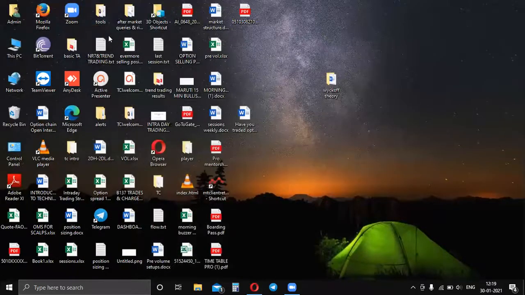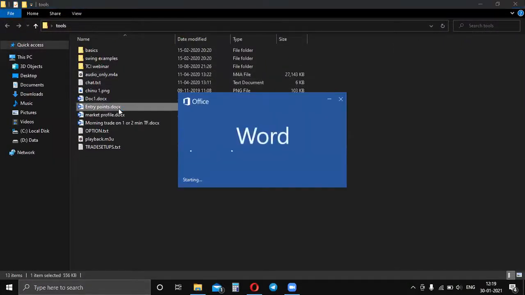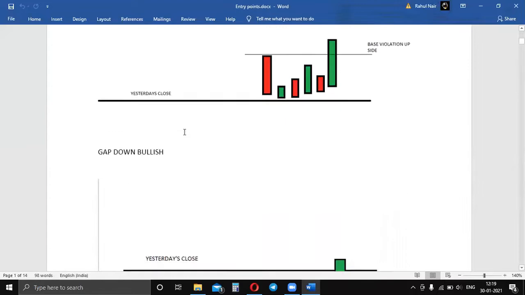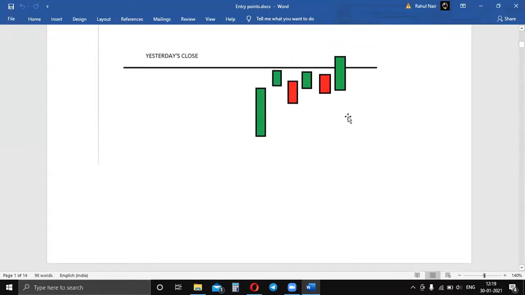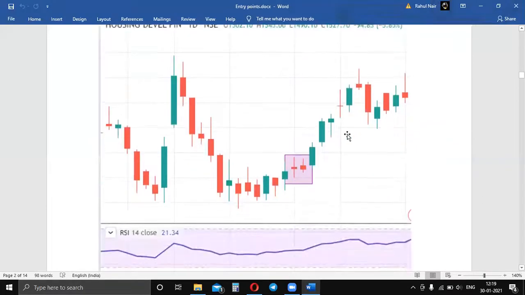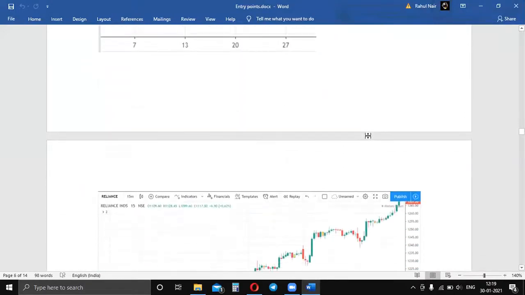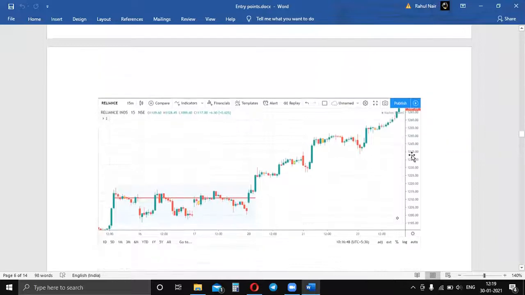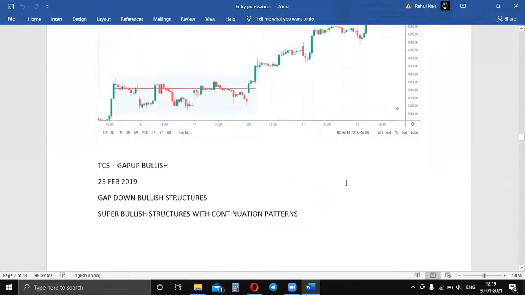Let's check the entry points again. I'll send them again in your group, okay? So this is what we want: either a gap down bullish zone or a gap up bullish zone along with the volumes, okay? If the stock is just moving one way up, we want some reference point, right? Just a moment, guys. Hold for a minute.